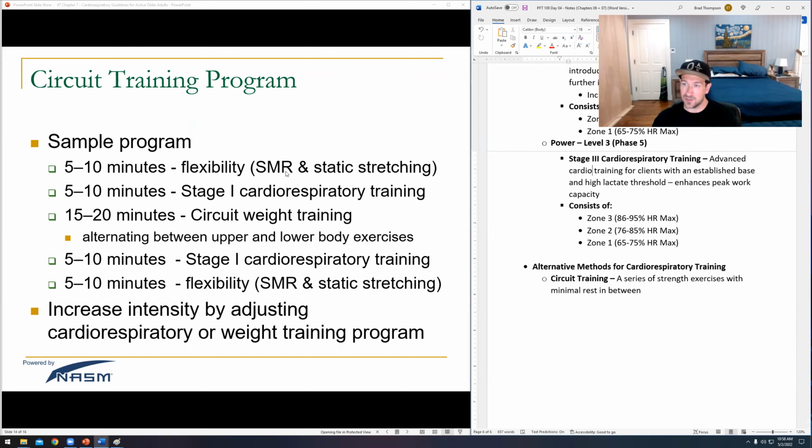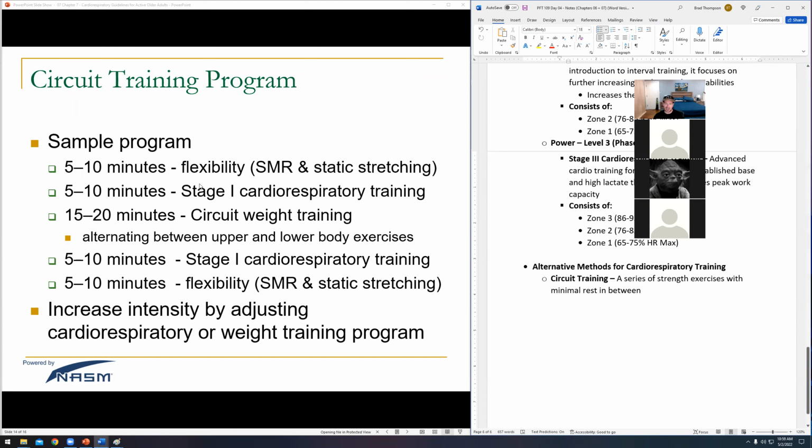I do 5 to 10 minutes of flexibility training in the beginning. My client walks to the gym. Great. We'll start with 5 to 10 minutes to get them warmed up. My client's got arms that fall forward. So I do a little bit of foam rolling for the lats. And then I do some pec stretches and some lat stretches, right? And then I do maybe 5 to 10 minutes of stage 1 cardiorespiratory training just to get their heart rate warmed up a little bit, right? So throw them on the treadmill, 5 minutes, get the heart rate up, they're breathing. Cool. Their body's warm, it's pliable, it's flexible.